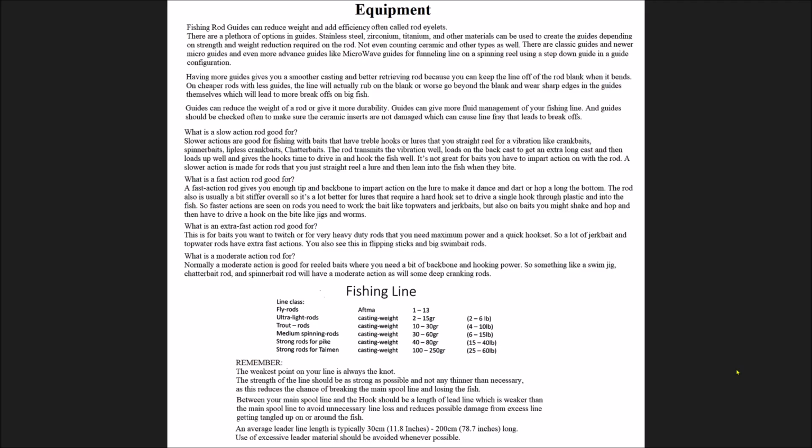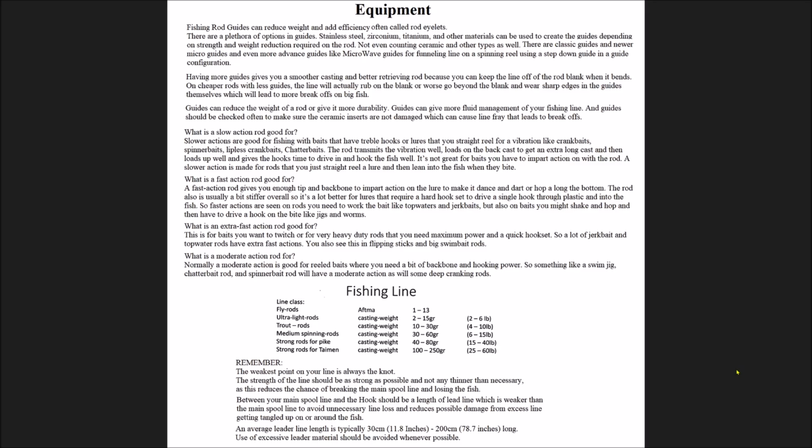What is a fast action rod good for? Fast action rods give you enough tip and backbone to impart action on the lure to make it dance and dart or hop along the bottom. The rod also is usually a bit stiffer overall, so it's a lot better for lures that require a hard hook set to drive a single hook through plastic and into the fish. So faster actions are seen on rods you need to work the bait, like topwaters and jerkbaits, but also on baits you may shake and hop and then have to drive the hook on the bite, like jigs and worms.